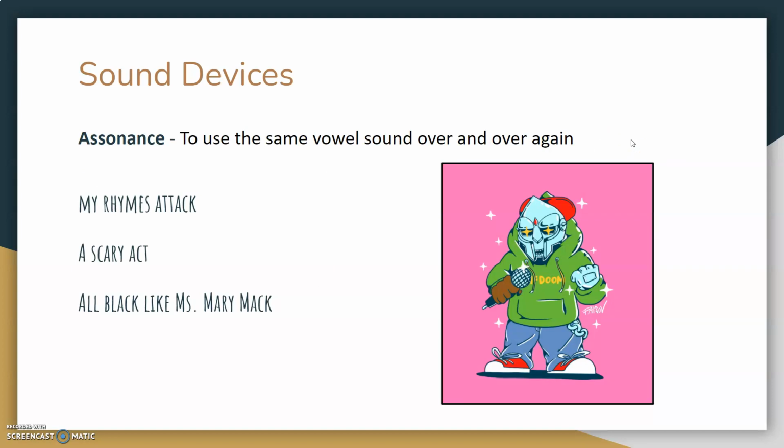Another sound device that poets use is assonance. This is when the same vowel sound is used over and over again. And with assonance, that vowel sound does not need to come at the end of the word. It could be found anywhere within the word. It could be at the beginning, the middle, or the end. So here's an example here by a rapper named MF Doom. My rhymes attack, a scary act, all black like Mrs. Mac. You can hear the A sound being repeated again and again.